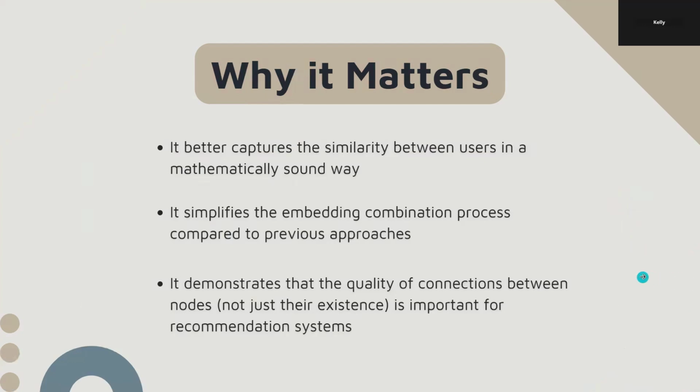So why does it matter? The first reason is that CombiGCN better captures the similarity between users in a mathematically sound way. It also simplifies the embedding combination process compared to previous approaches. And the last one is that CombiGCN demonstrates the quality of connections between nodes, not just their existence. It's important for recommendation systems.